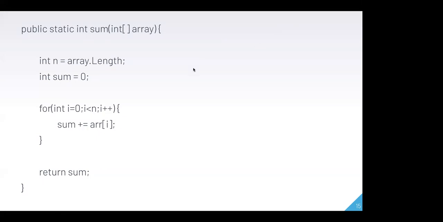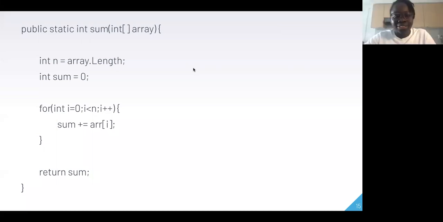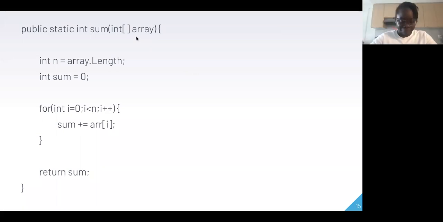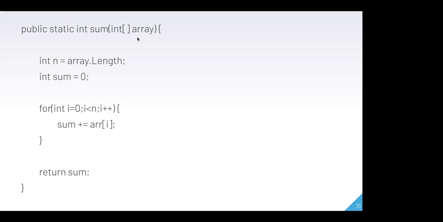Okay, so we're using a for loop here, and we're going through n elements. So I would say the time complexity here is O of n. Great. And then the space complexity is also O of n.